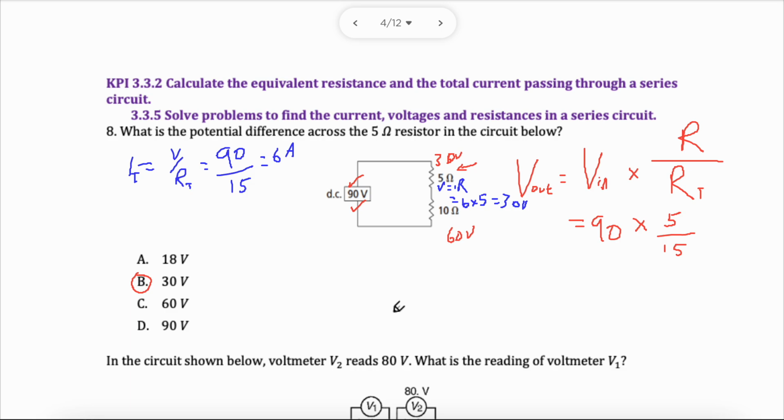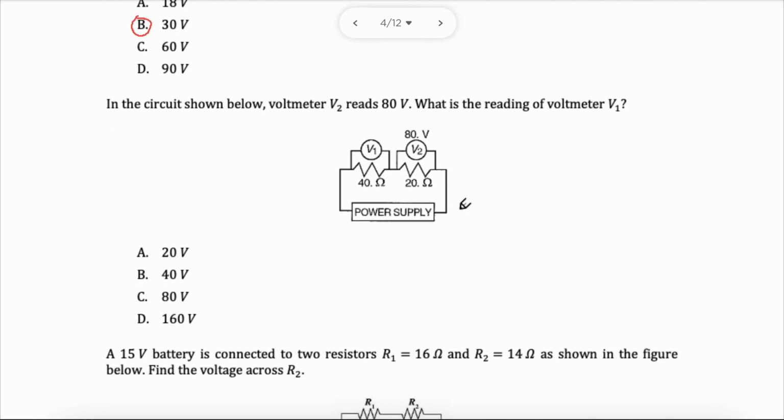Let's go back to the teacher color. Okay, what is the reading on V1? So there's 2 ways to do this one as well. You can see that now this is double of this. You can safely assume that this will also be double of this. They're directly proportional with each other. The voltage and the resistance are directly proportional to each other. Bigger resistance means bigger voltage.